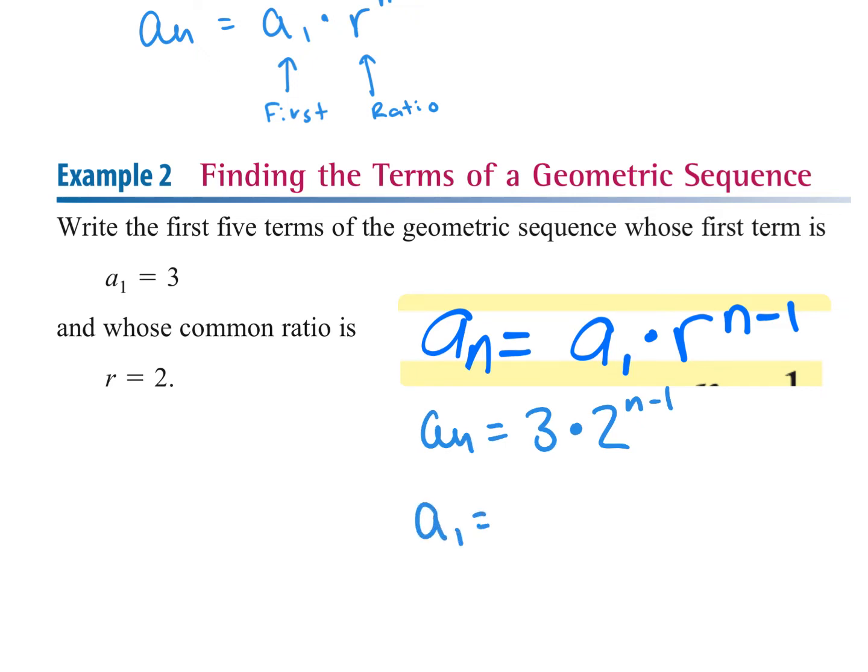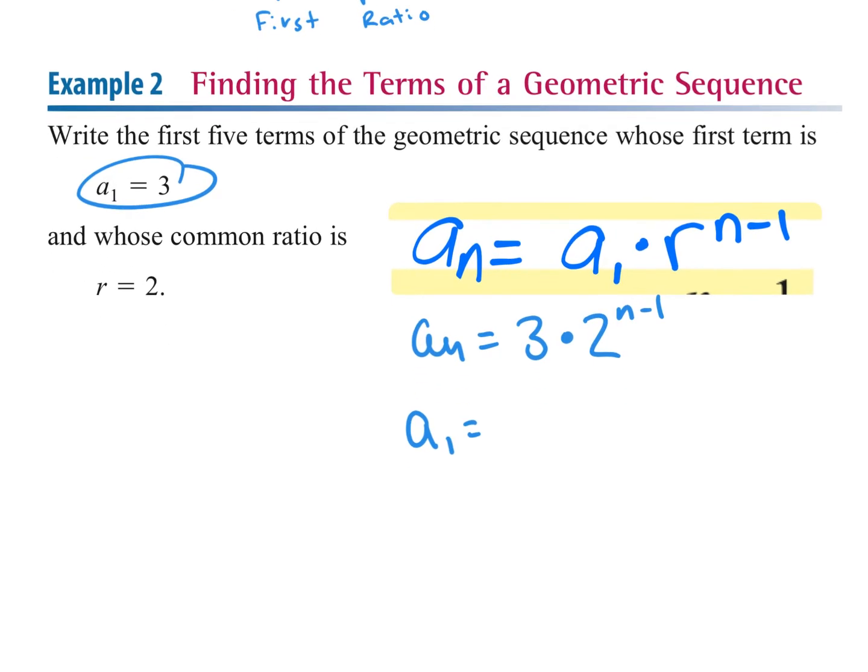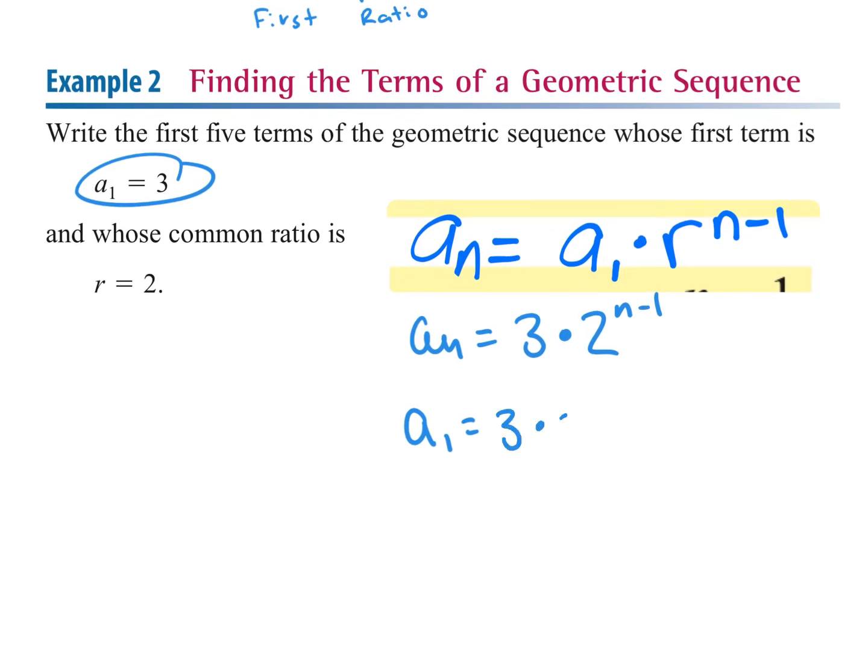So for a sub 1, I plug in 1 for n. Even though it gives it to us right here, we know it's going to be 3, but we're going to plug in 1 and do the math anyways. So it'll be 3 times 2 to the power of 1 minus 1. What's 1 minus 1? 0. What is something to the power of 0? 1. So 3 times 1 is 3, which we knew was going to be 3 because that was given. But we can do the math because we are smart.